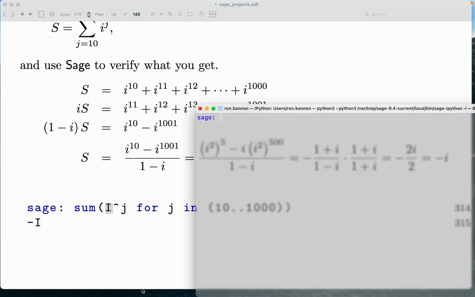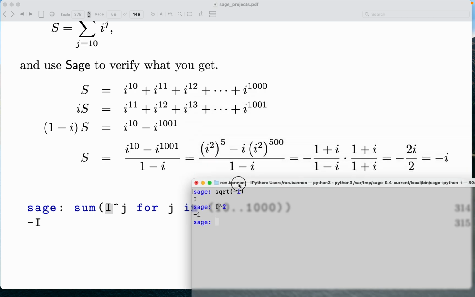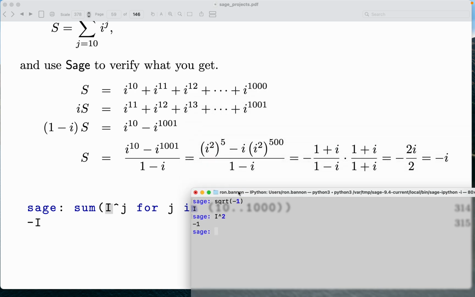I already have it running. And what I'm going to do is type in the square root of minus 1. And what does it return to me? The uppercase I. Now, if you did I squared, what do you get? Minus 1. Let me go back over here and point out that I said i to the 10th. Let's go through this again. i to the 10th power, I said it was equal to something, right? What is it equal to? It's equal to minus 1.